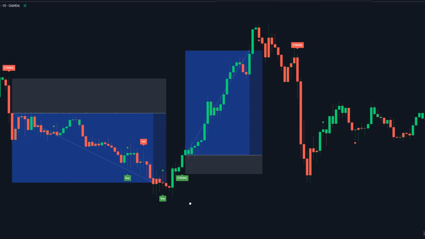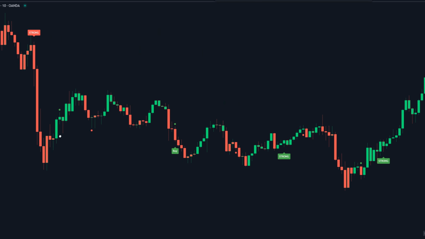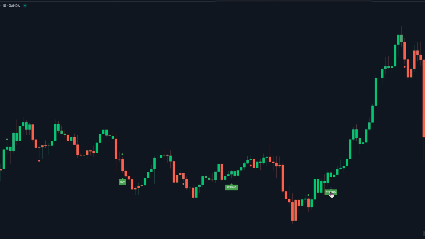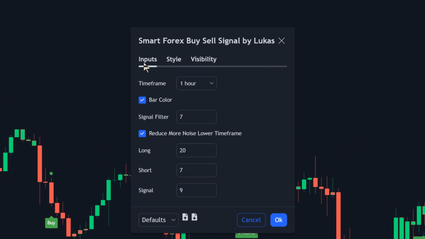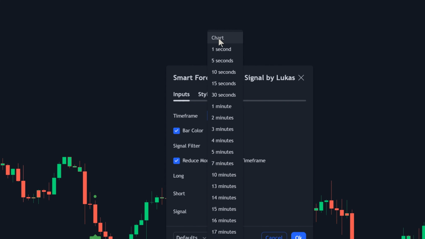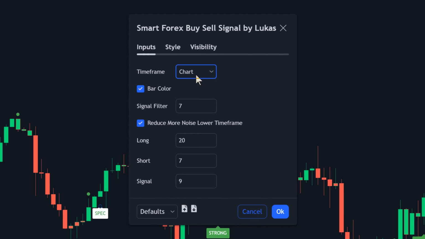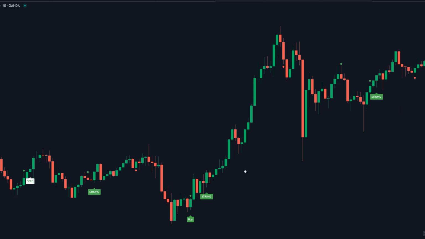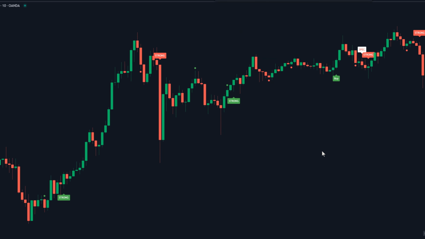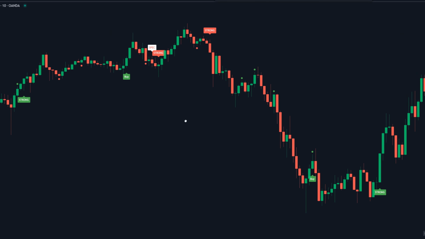Now, let's customize the settings of this indicator and see how we can use it in a simple trading strategy. On the Inputs tab, we want to change the time frame to chart so we can apply it to the 10-minute time frame of GBP/JPY. After changing the time frame, we want to disable the bar colors. Then change the length for long signals to 10 and the length for short signals to 10. After that, click OK. Next, we will add two more indicators to the chart, one to filter out the trend and another one for pullback identification.